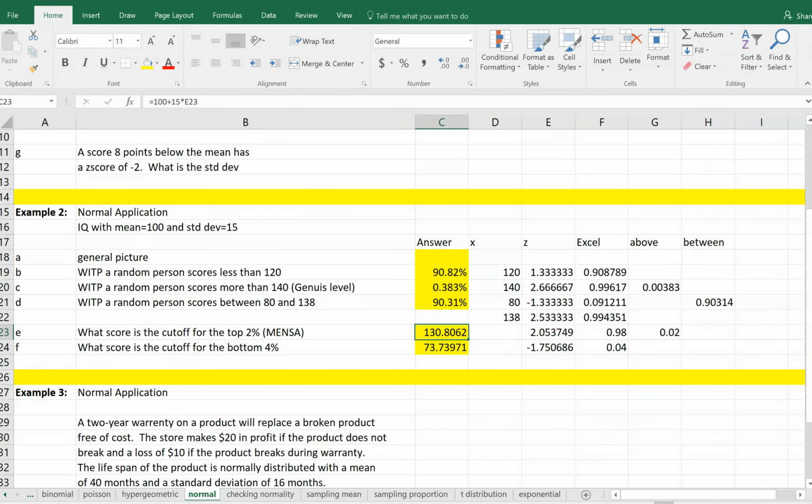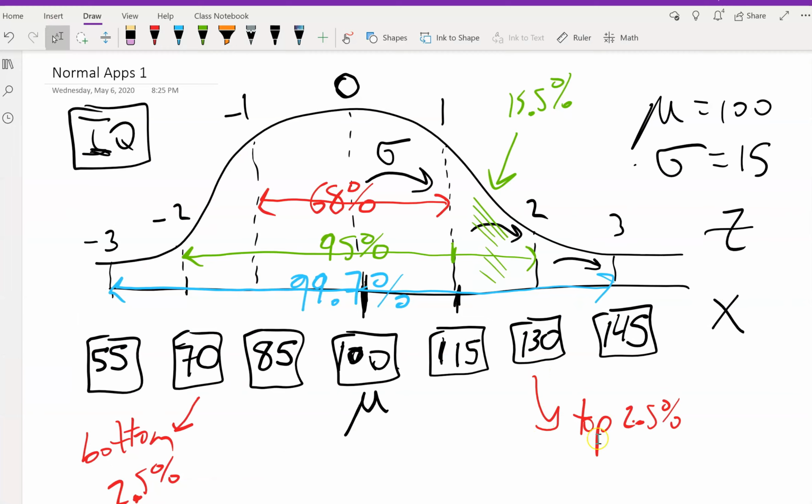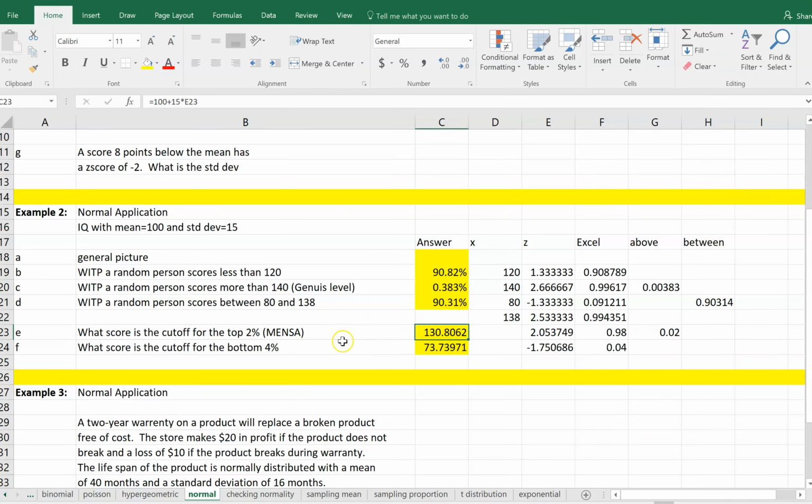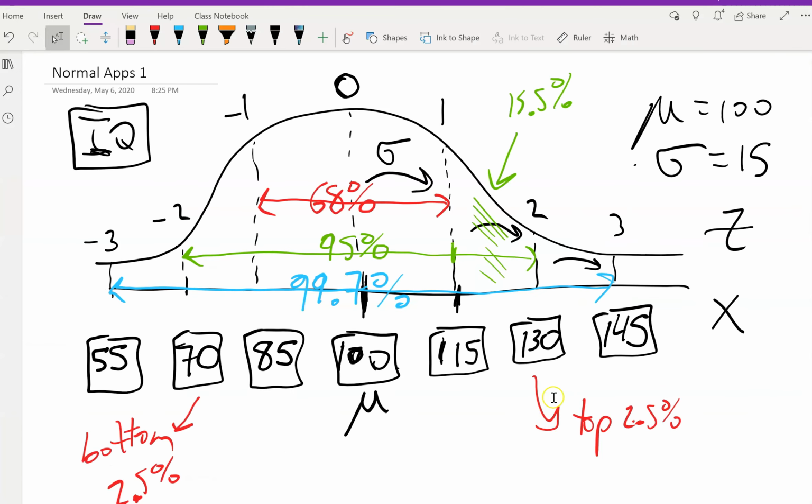Top 2%, well, that's almost on my chart. The top 2.5% is on my chart already. The top 2.5% is 130. So 130.8 makes sense, 130.8 is just top 2.5%. Top 2% is just a little higher. So Mensa wants a little bit higher than an outlier, 131, just a little higher than an outlier.